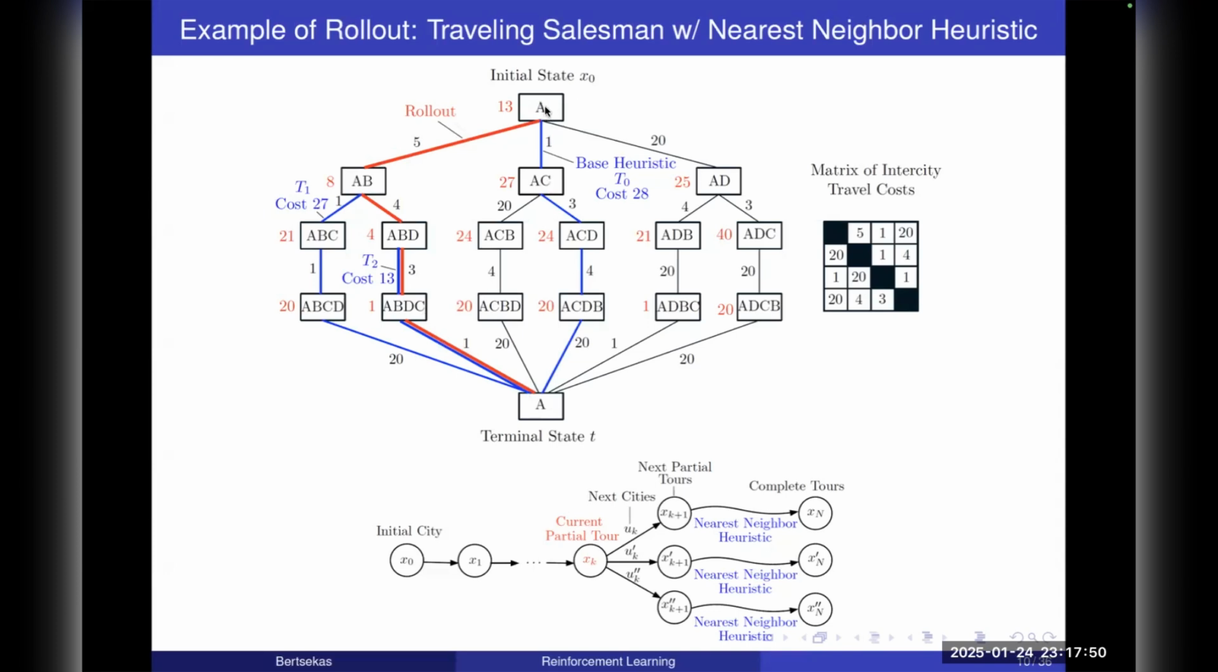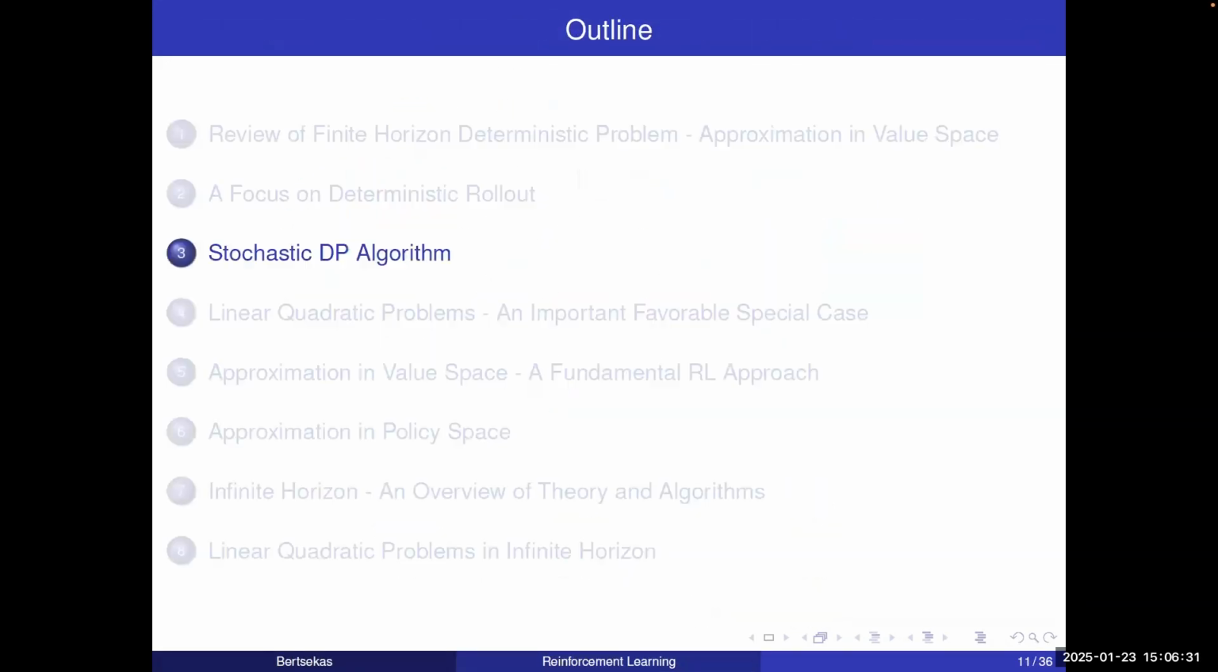So we are going to revisit the rollout algorithm in the context of other examples, and we're going to discuss its theoretical properties after the fourth lecture, after we finish this series of four lectures and go to the fifth lecture. Let me now go to the stochastic dynamic programming algorithm.